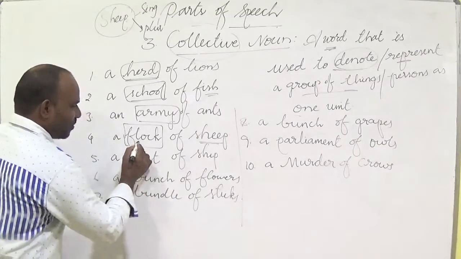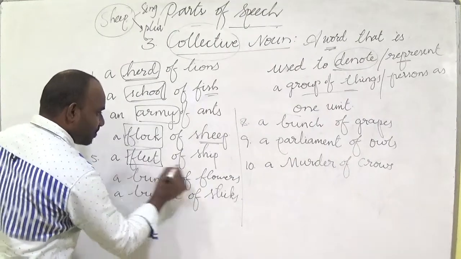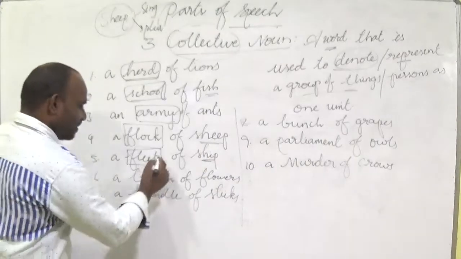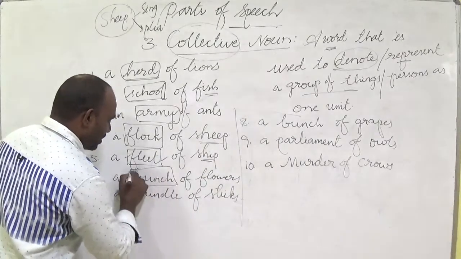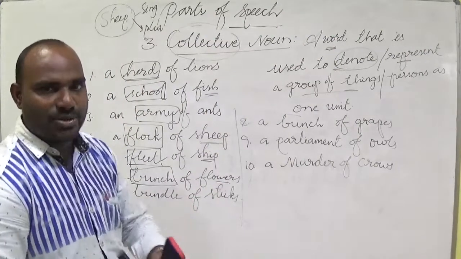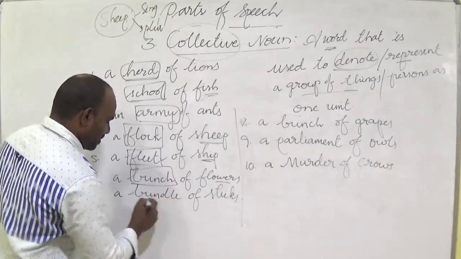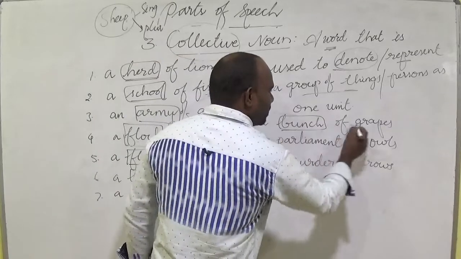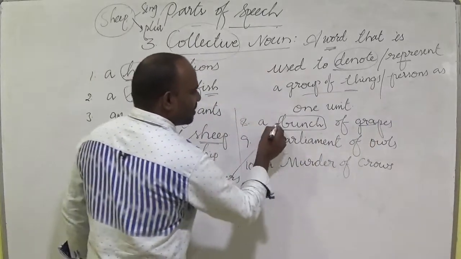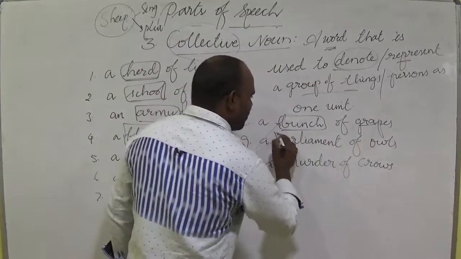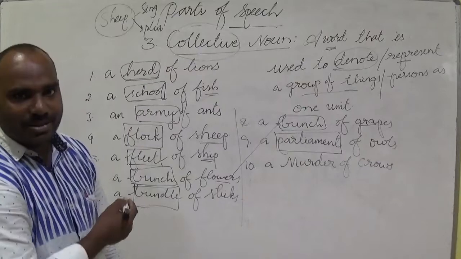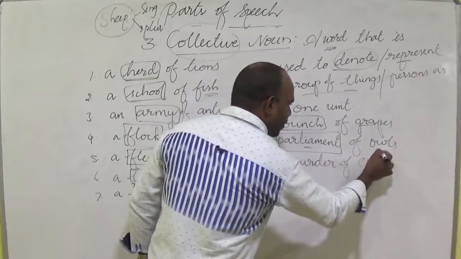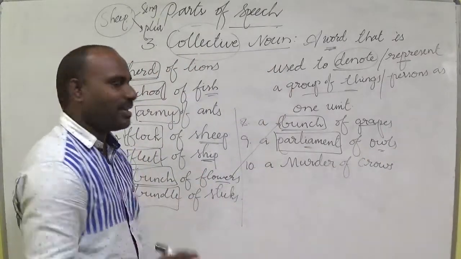A fleet of ships. I mean, a group of ships come together at a harbor, that is called a fleet of ships. And a bunch of flowers: a group of flowers tied together is called a bunch of flowers. And a bundle of sticks, a group of sticks. And a bunch of grapes as well. And a parliament of owls, this is a new word. Parliament means here not a legislative assembly located in Delhi. Parliament means a group of owls.